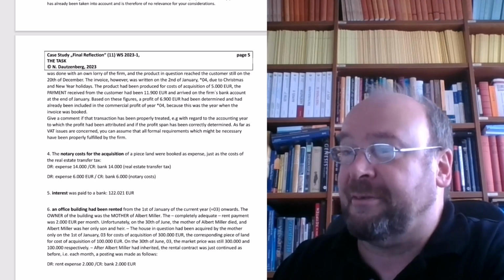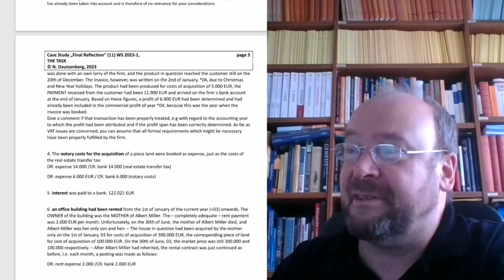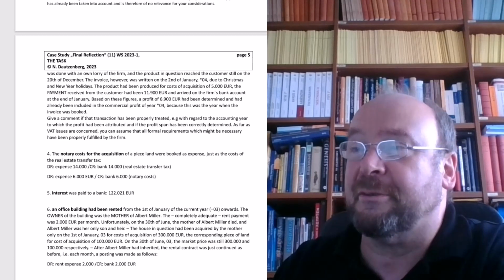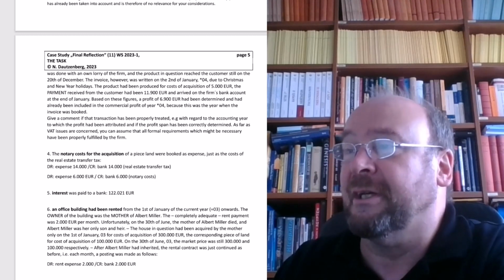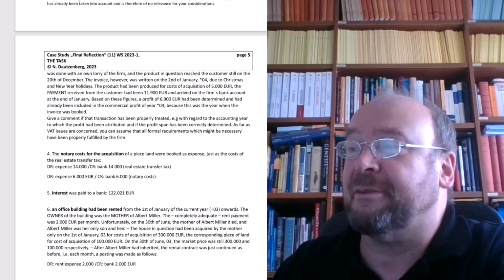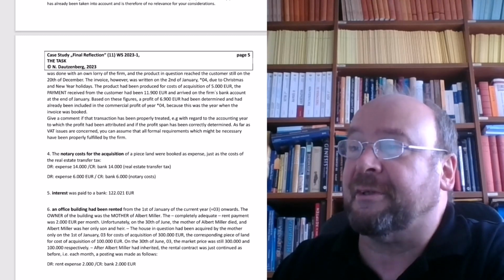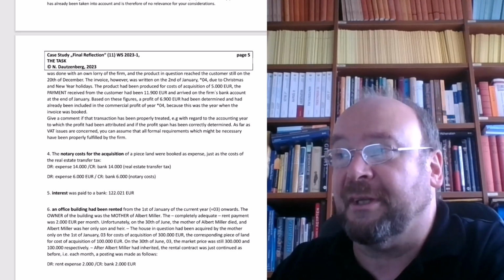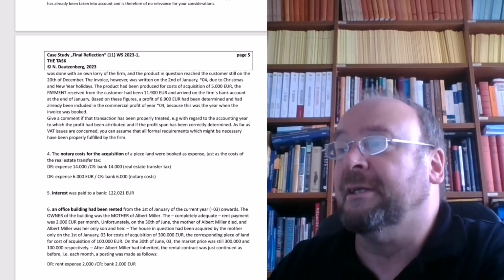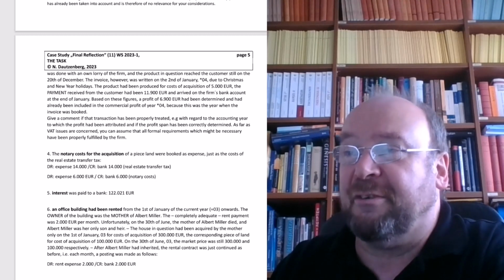Give a comment if that transaction has been properly treated with regard to the accounting year to which the profit has been attributed, and if the profit span has been correctly determined. As far as VAT issues are concerned, you can assume that all formal requirements which might be necessary have been fulfilled by the firm.